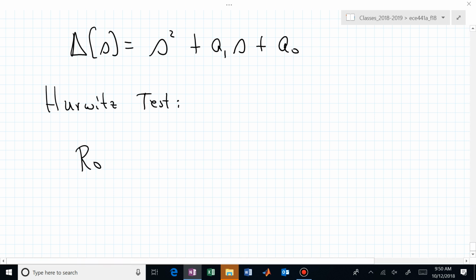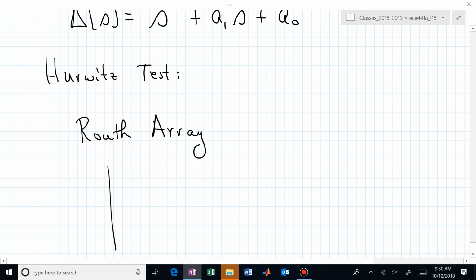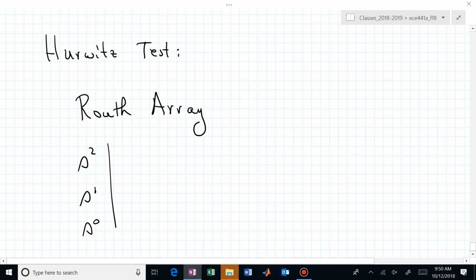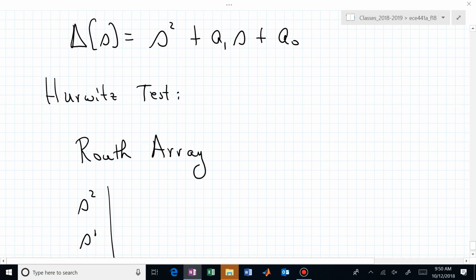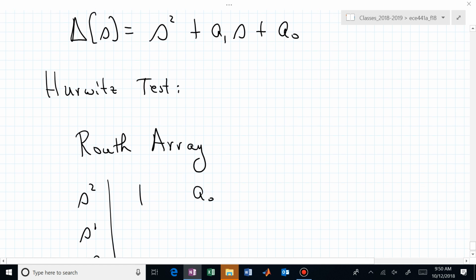To build the Routh array, how do we do it? I start with S squared, S1, and then I end up with S0. And then I'm done. What's in the S2 row? 1, and then what's my next coefficient? I step over 1 power, and this is A sub 0. What's in the S1 row? A1. And nothing here. I leave it blank, so that will be a 0.